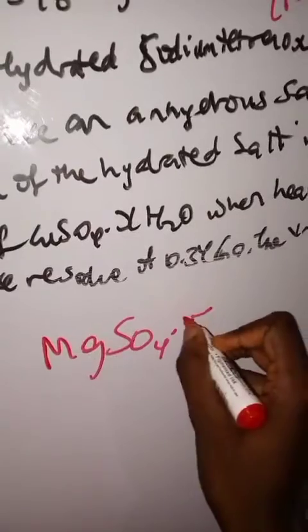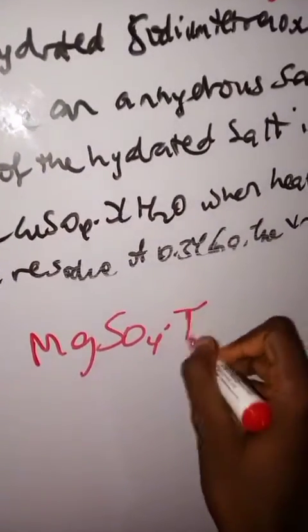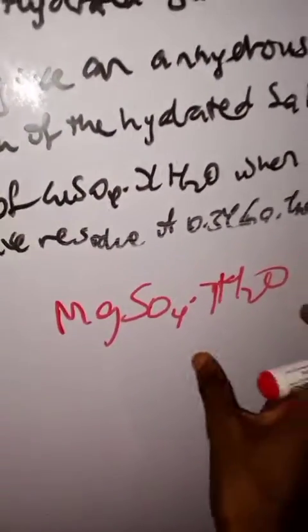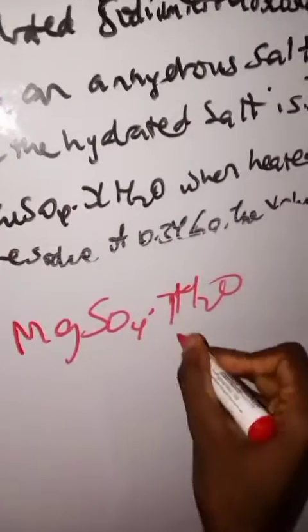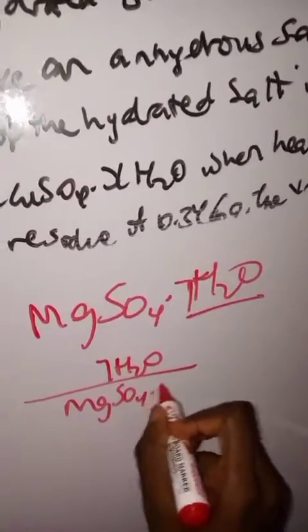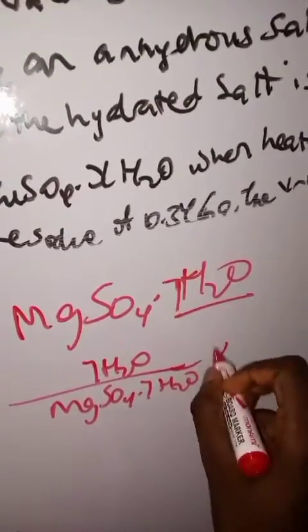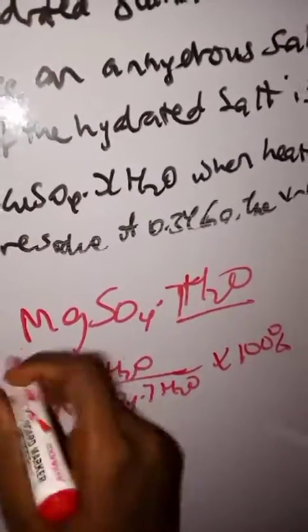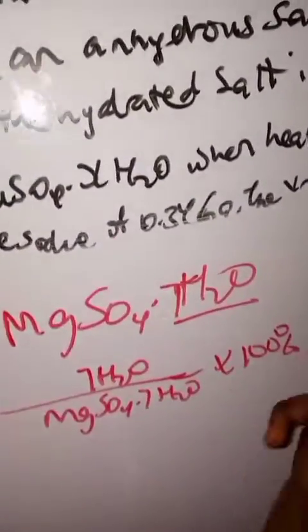Okay, now let's say you are asked to find the percentage of water of crystallization. Let me first of all take this one for instance: MgSO4.7H2O. So what will it be? Percentage of water of crystallization, that's 7H2O over MgSO4.7H2O times 100%. So you just find the molar mass and you do what to get your answer.